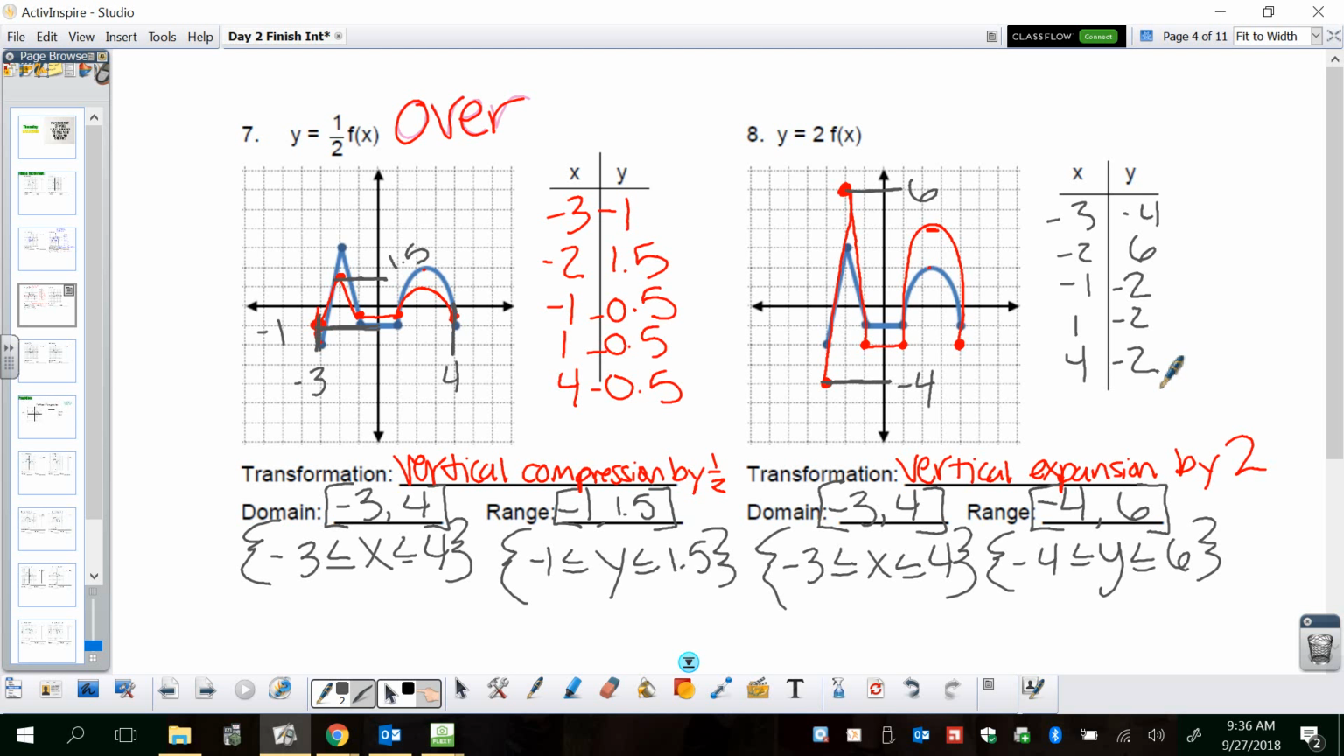Okay, so those of you that are finished, that's fine. I want you to start looking at number 9. You don't have to try it yet. Just look at it.